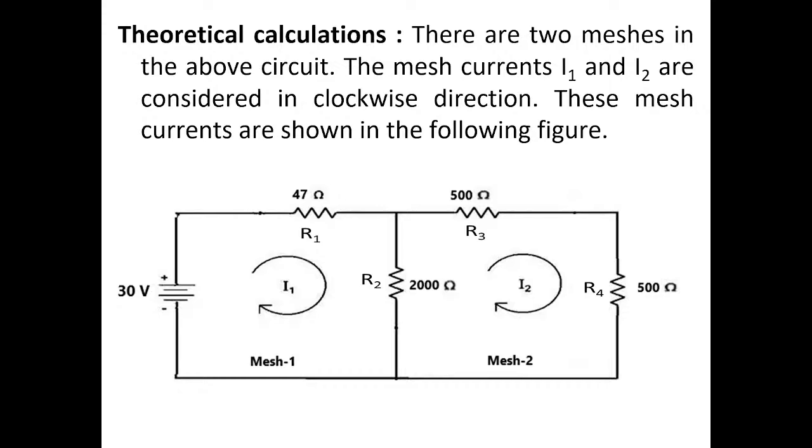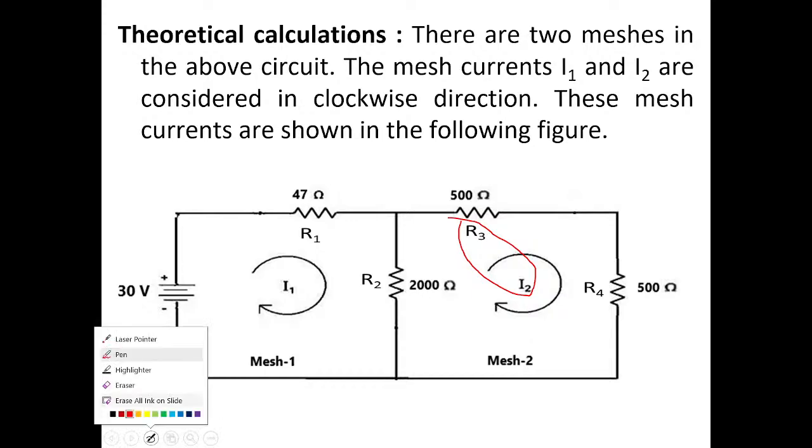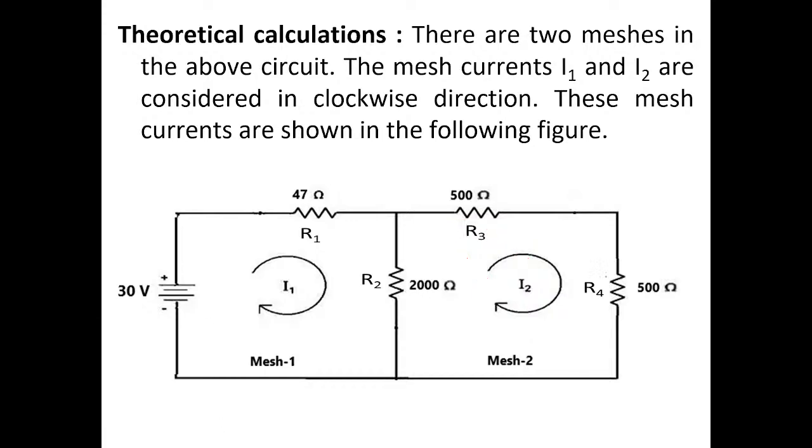Current flowing through R1 is I1. Similarly, current flowing through R3 is I2. Similarly, current flowing through R4, that is the 500 ohm resistor, is I2.